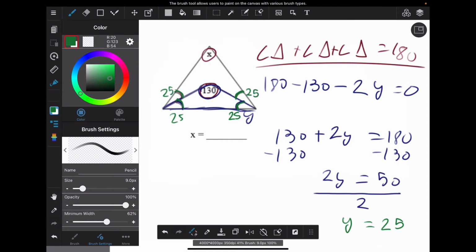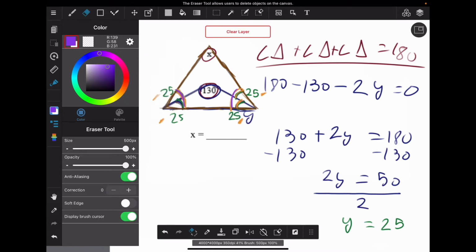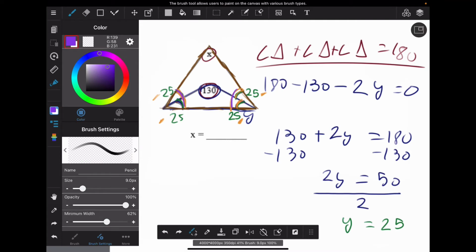Now, how do we find x? Well, we look at the angles of this bigger triangle here, and we see that the angles of the bigger triangle are just these side angles added together. So because this is 25 and this is 25, and then this is also 25 and this is also 25, the measure of this big angle is going to be 25 plus 25 on both sides, or 50.